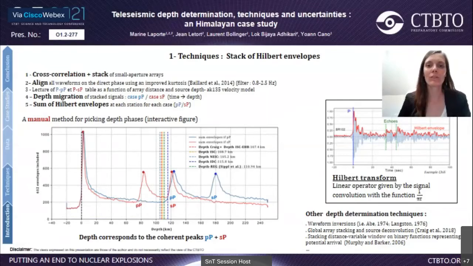This method is based on manual picking of depth from sums of Hilbert envelopes, and it relies on the depth migration of all teleseismic signals. Since the PP wave arrives before the SP wave at every teleseismic station, the resulting depth should correspond to the first echo in the PP case, which is the blue sum of envelopes in the central figure, and the second peak in the SP case, which is the red sum of envelopes in the same figure. As a combination of both observations, the final depth should be constrained by those two coherent peaks.